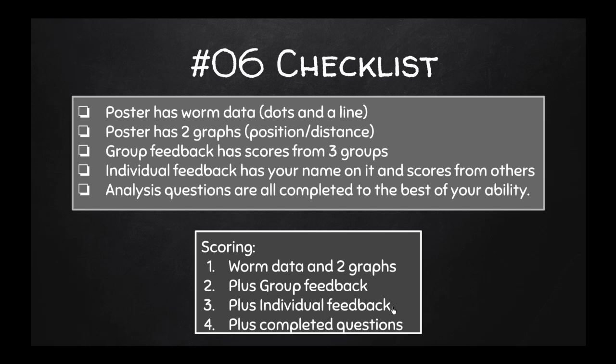So you'll be scored very simply here, because this isn't you demonstrating something you should have already known. It's you going through a process and participating. Out of a 4-point scoring, you get 1 point if you have your worm data and your 2 graphs. Okay, we would expect that of everyone. Plus your group feedback, that gets you to a level 2. You're approaching 7th grade. A 3 is you have your individual feedback, and then you get a 4 if you have all of the completed questions in the analysis. So that should be doable by everyone, and that will take us to the end of the period.